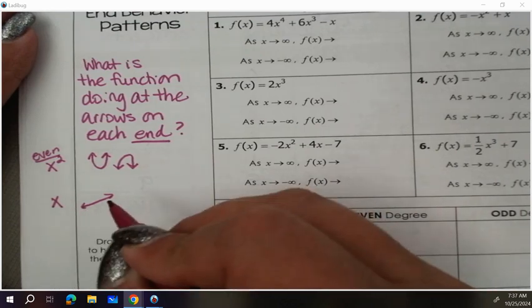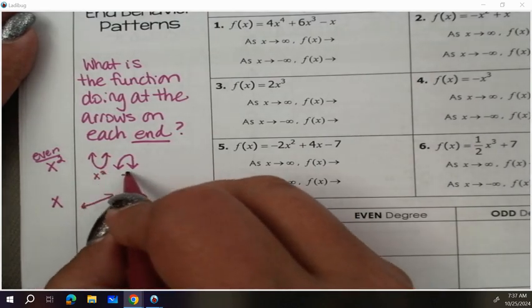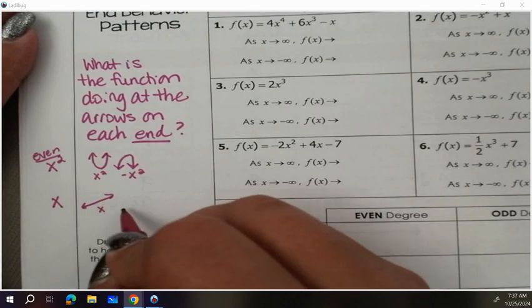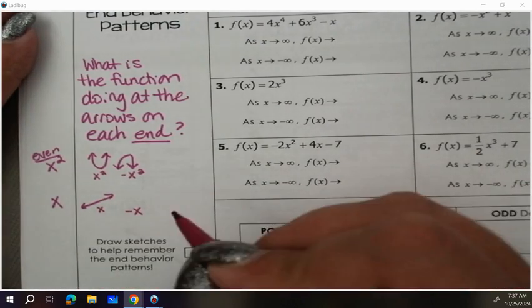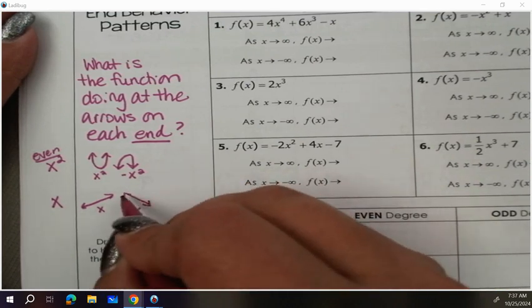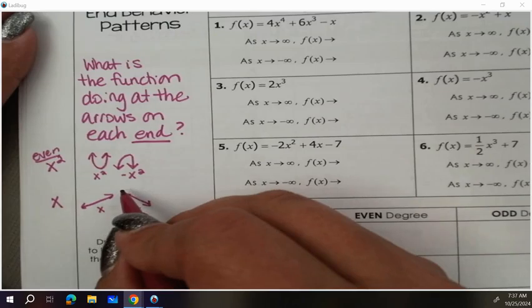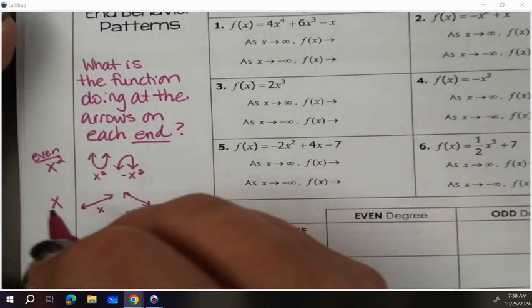Negative infinity. Well, what if this is positive x squared, this is negative x squared, this is positive x. What about negative x? What does that do to my line? Do you guys remember? It just flips it, right? This way, which means I'm going on the left-hand side to positive infinity and on the right-hand side to negative infinity. So this is the end behaviors that we're talking about.